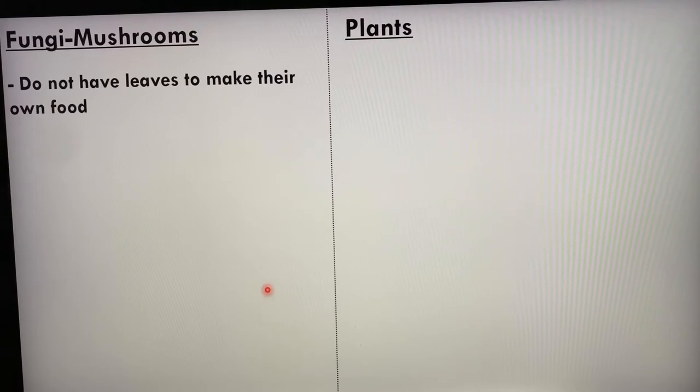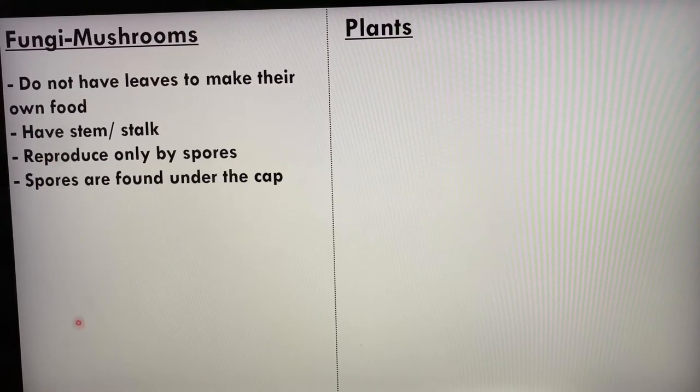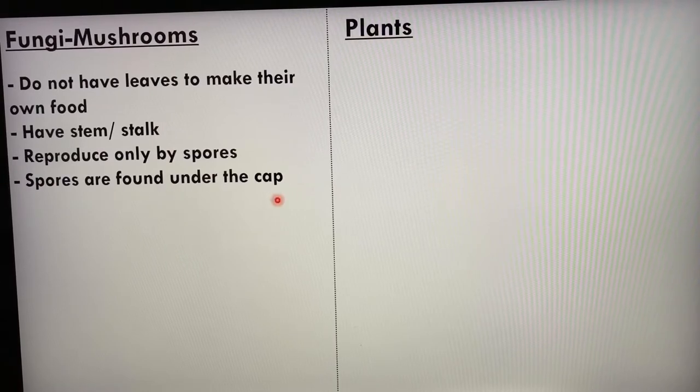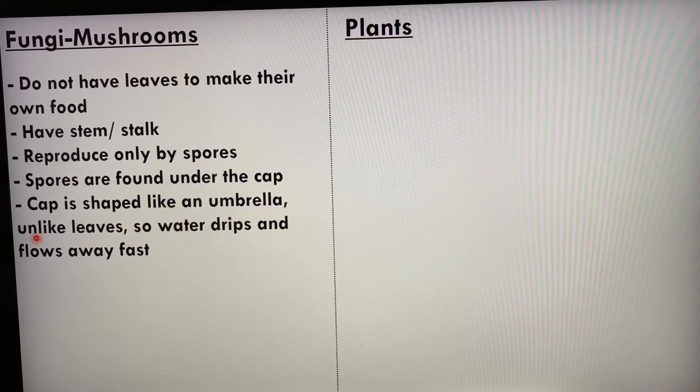Alright, so let me summarize or recap everything once more. So fungi, mushrooms, they do not have leaves to make their own food. So they have a stem, or we call it a stalk. They reproduce only by spores. Spores are found under the cap of the mushroom. So the cap is shaped like an umbrella, unlike leaves.